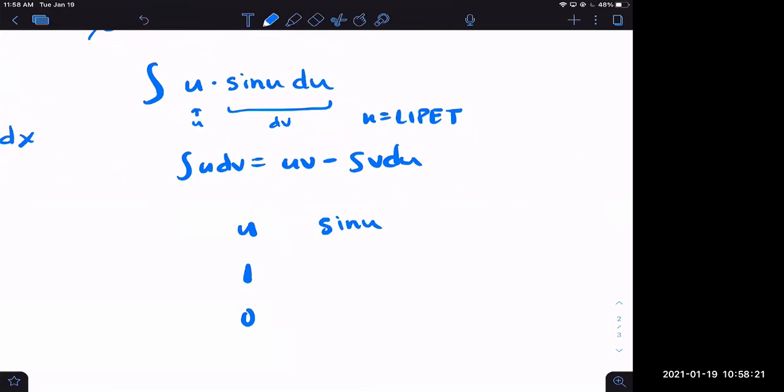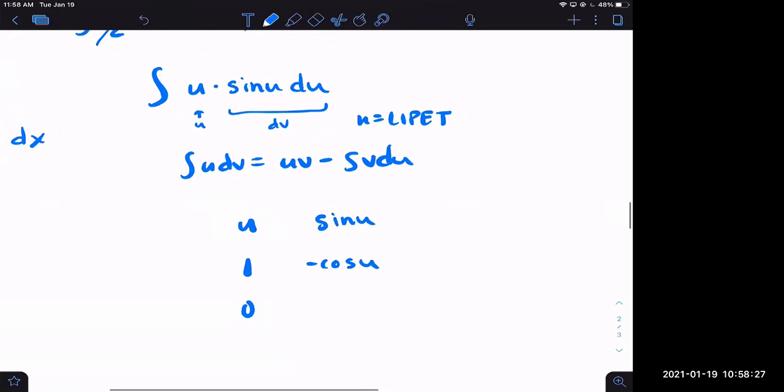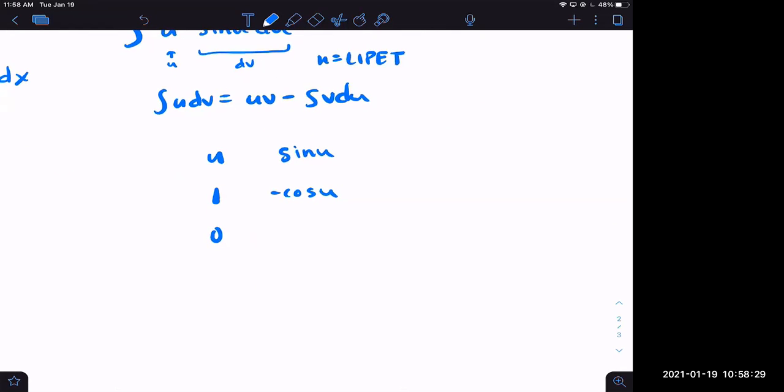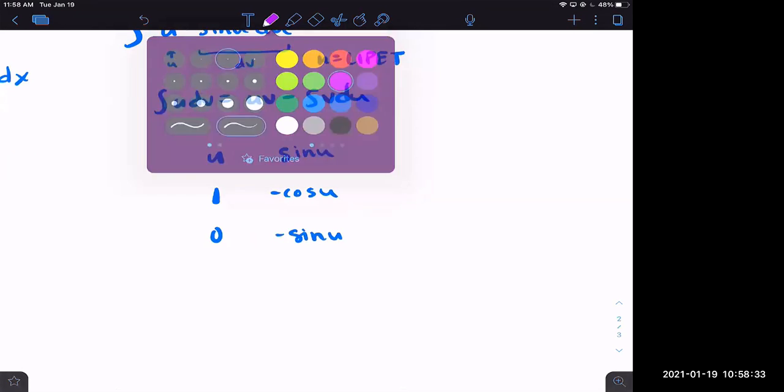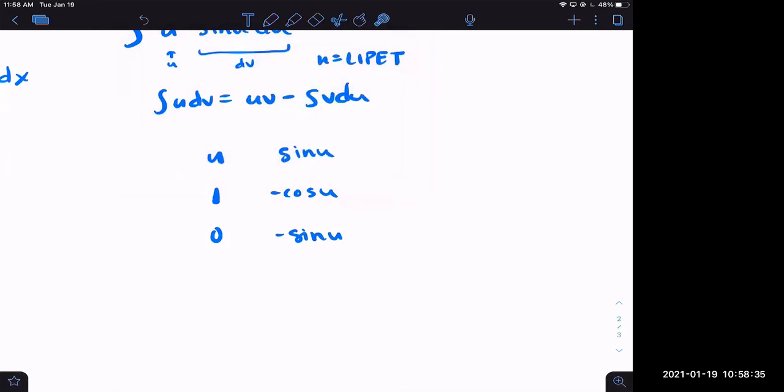What is the antiderivative of sine? Negative cosine. And the antiderivative of negative cosine? Negative sine. Tabular integration, we're following this pattern. So the first product is basically your u times v, and it was positive. So it always starts positive and then the signs alternate. First diagonal, positive. Second diagonal is negative. So you multiply these together.